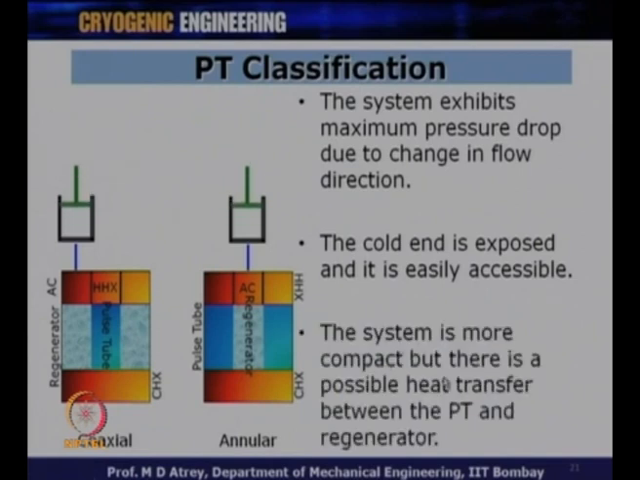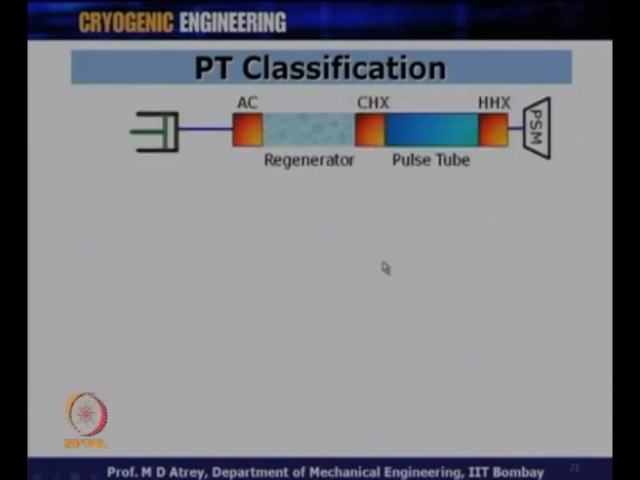The system is more compact, but there is a possibility of heat transfer. The only disadvantage, other than the pressure drop, is that as they are coupled together, you can have heat transfer between the gas in the pulse tube and the gas in the regenerator. In both these cases, this can make the system a little bit inefficient. There are ways to overcome this. However, normally there can be heat transfer between the gas in the regenerator and the gas in the pulse tube, and therefore, we can lose some cooling effect in these particular configurations. So, these are the 4 configurations which we just saw.